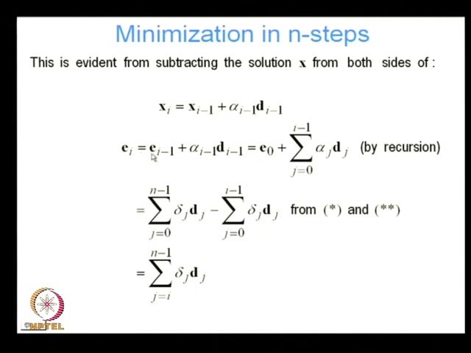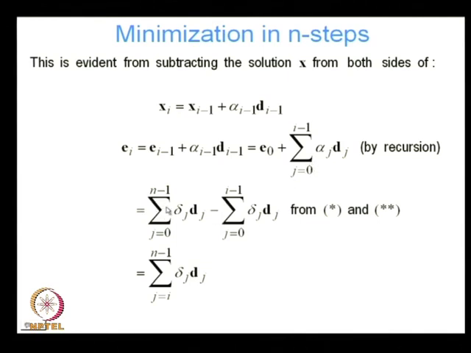So, I know E I equals E I minus 1 plus alpha I minus 1 d I minus 1. Here I am going to put E I minus 1 is equal to E I minus 2 plus alpha I minus 2 d I minus 2. Then again I am going to replace E I minus 2 similarly, just continue, just do recursion. So, eventually I am going to get E 0 plus this term.